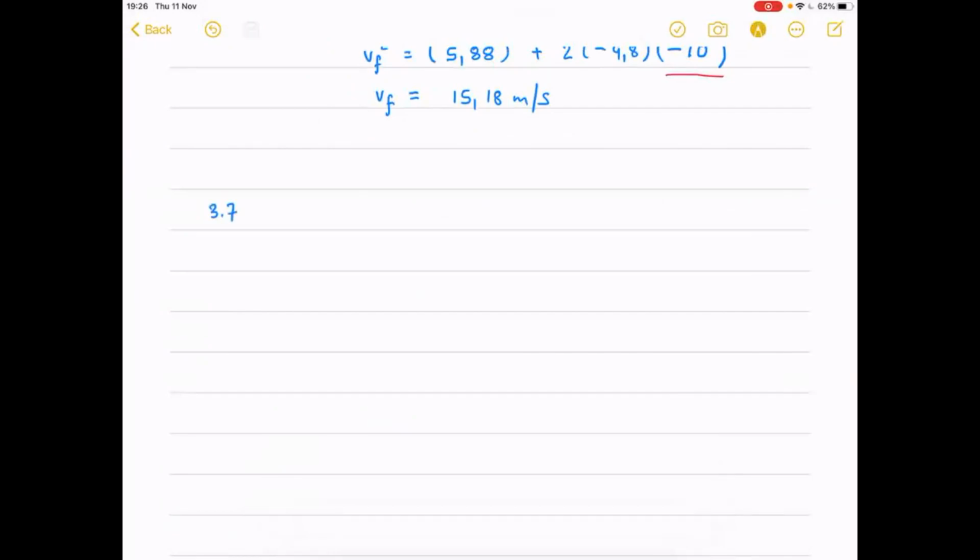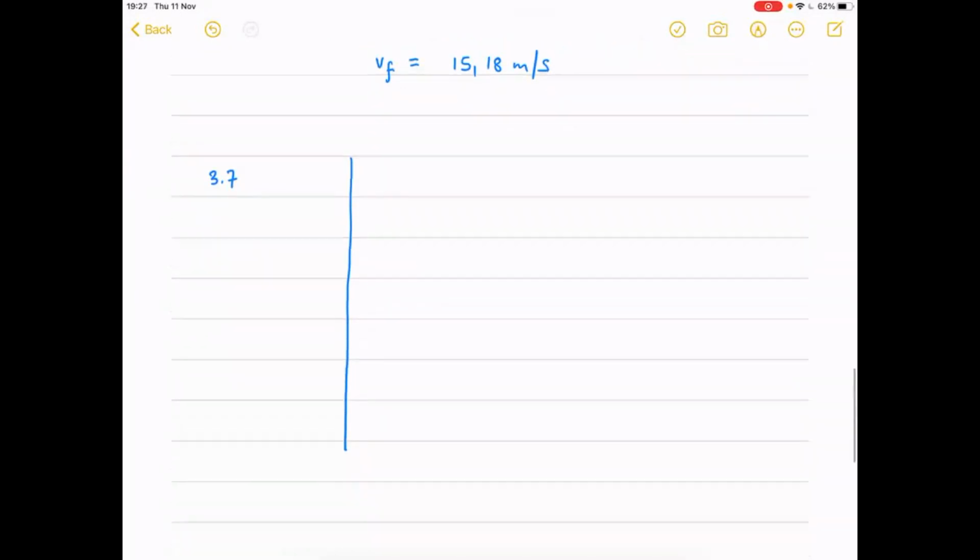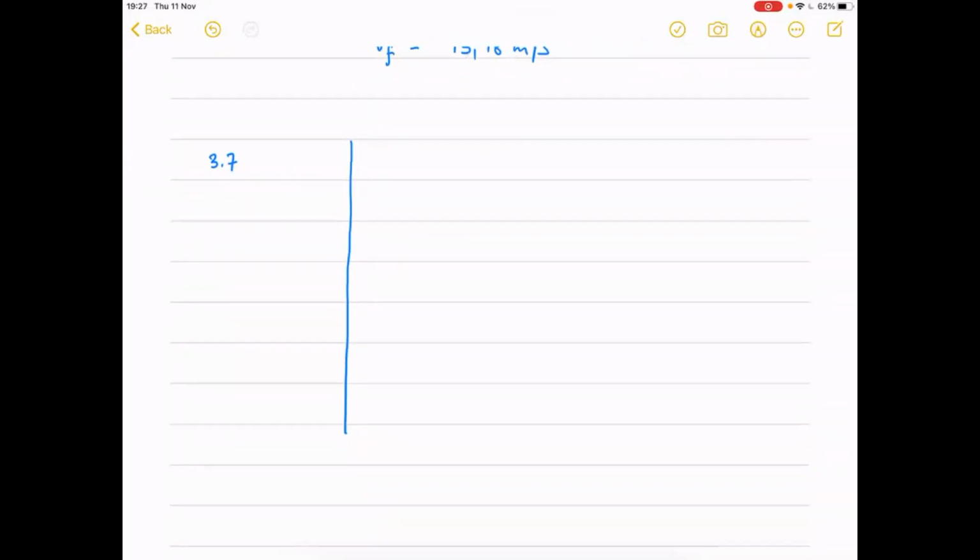3.7. Okay, so it's a velocity time graph. So velocity there, and then we'll make this go lower there. Okay, so that's time in seconds. Up here, it's going to be V in meters per second. Okay, and then we know it's going to be a straight line graph.